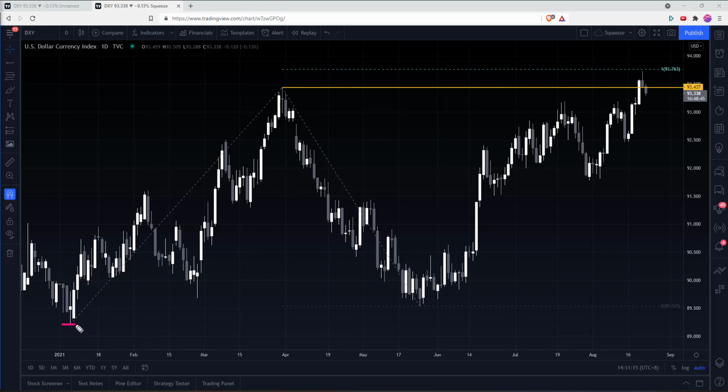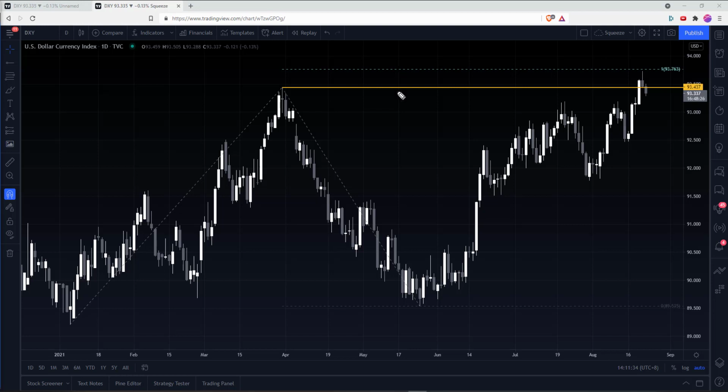Well, this move from that swing low to that swing high is the same size as the move from that swing low to that swing high. Now, you'll notice there's a gap there. We missed the target by a tick. Near enough is good enough in technical analysis.